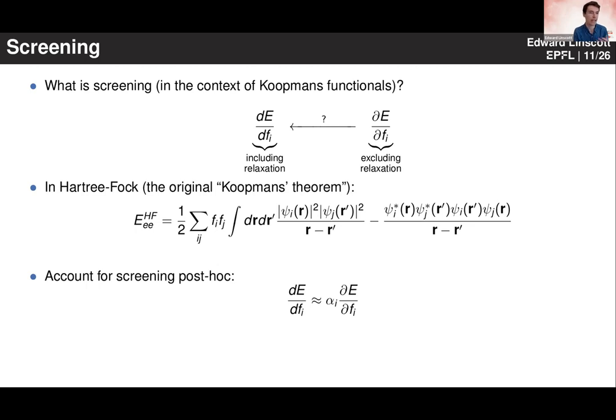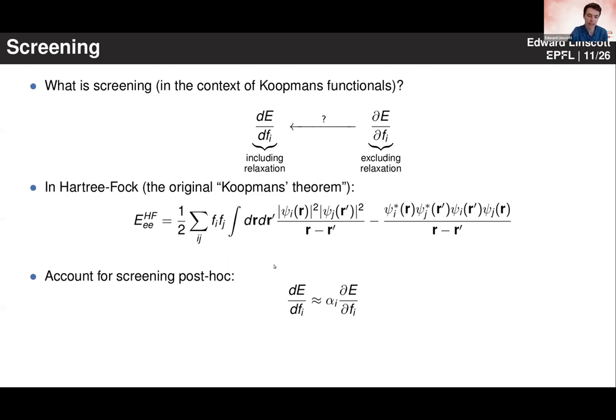So what we need to do is account for the effects of screening, and the way that we do this is in a post hoc fashion. We just assume that we can calculate these total derivatives, accounting for orbital relaxation, simply by multiplying the derivative in a frozen orbital picture by what we call screening coefficients, these alpha parameters. This looks like we've just moved the problem around a bit. The question is no longer how do I evaluate this total derivative, but how do I work out what this alpha parameter is?